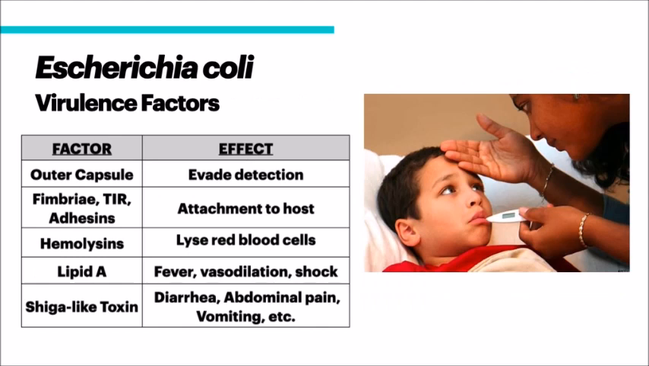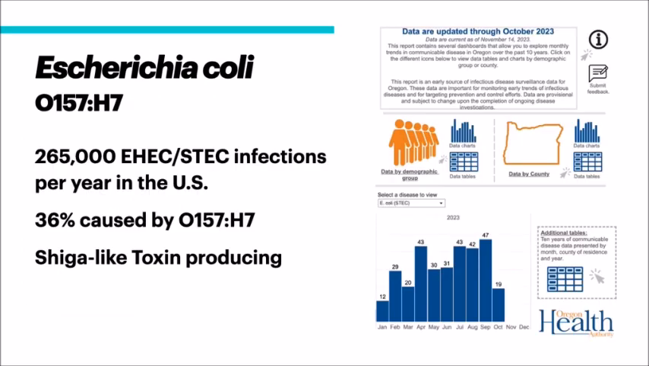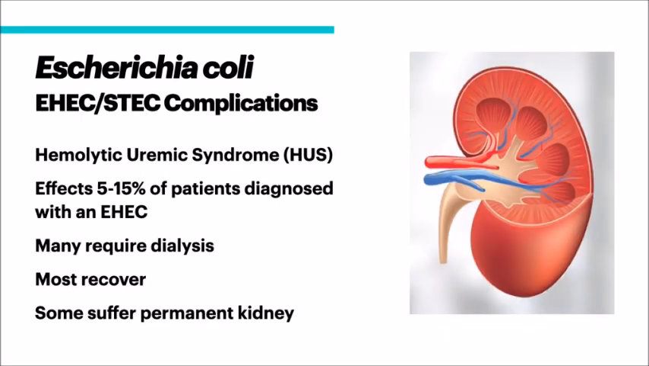The Shiga toxin is named that because it was first identified in the Shigella bacteria, which is a close relative of Escherichia. About 36% of the 250,000 or so reported cases of EHEC in the US are caused by one strain, O157:H7, which produces the Shiga-like toxin. 62% of EHEC cases in Oregon have bloody diarrhea, and 24% of EHEC cases in Oregon require hospitalization. About 5 to 15% of patients diagnosed with an EHEC infection also develop hemolytic uremic syndrome, which is a type of kidney failure.